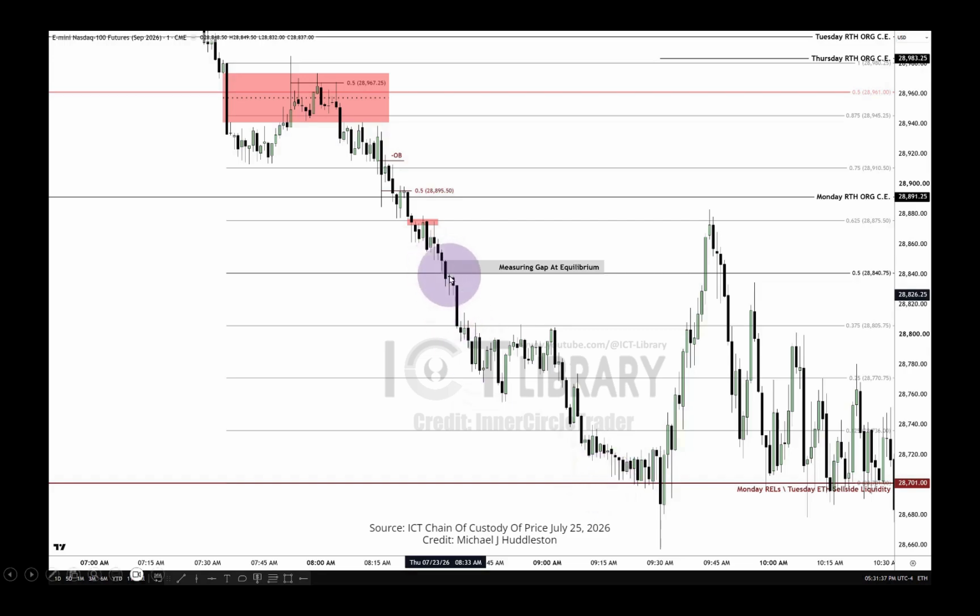Fair value gap here forms and it doesn't close in. That means we should start to see price accelerate, not have too much of a retracement. It can consolidate, but retracements should not be seen. In an ideal situation, it should just drop lower and speed up, or drop, consolidate, and drop harder. Okay, so measuring gap right at the midpoint, and then we drop aggressively.